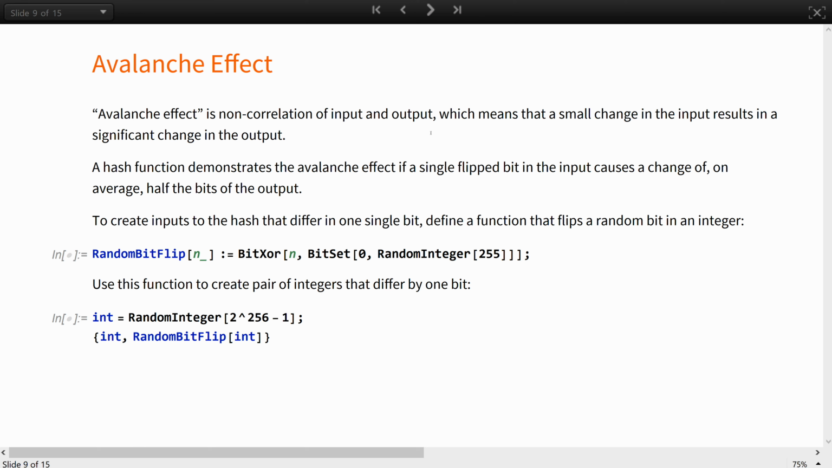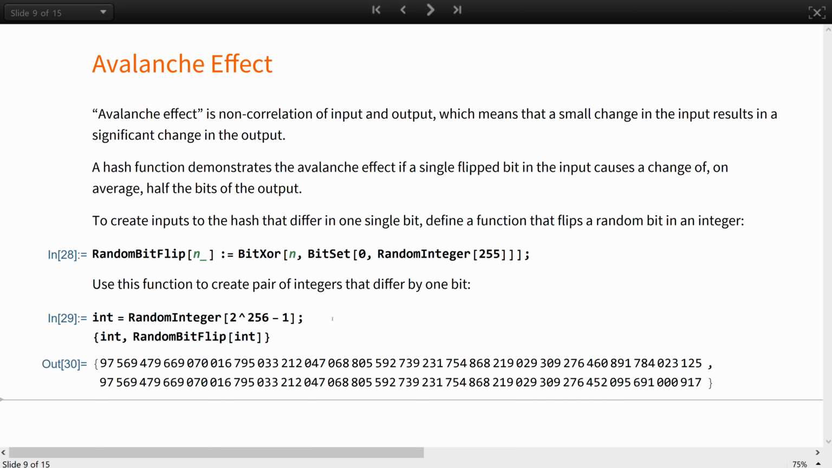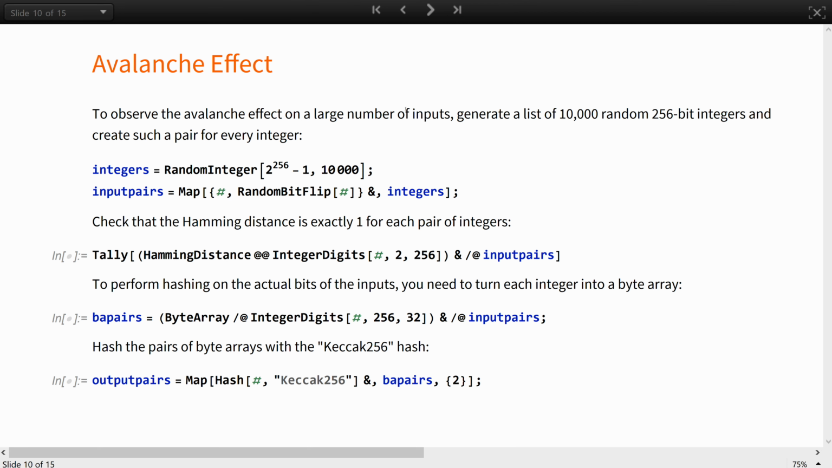This example examines if the Keccak-256 hash function has this property. To create inputs to the hash that differ in one single bit, let's define a function that will help us flip a random bit in an integer. And use this function to create a pair of integers that differ by just one bit. To observe the avalanche effect on a large number of inputs, generate a list of 10,000 random 256-bit integers and create such a pair for every integer.